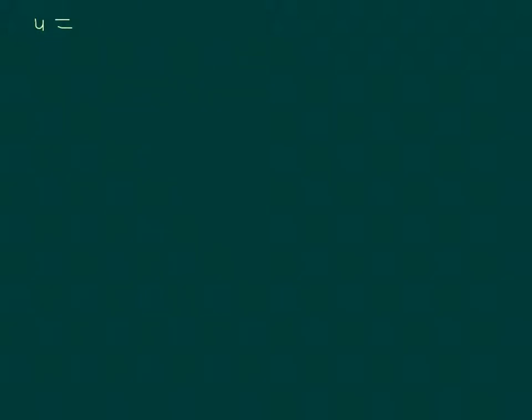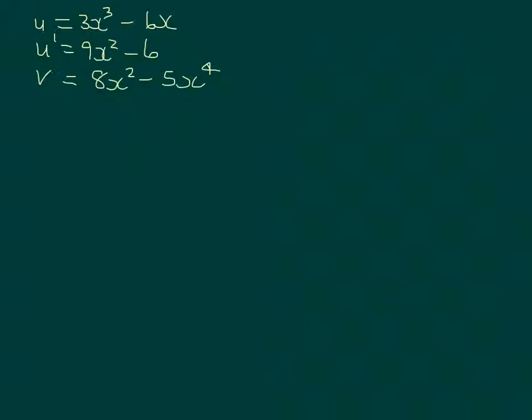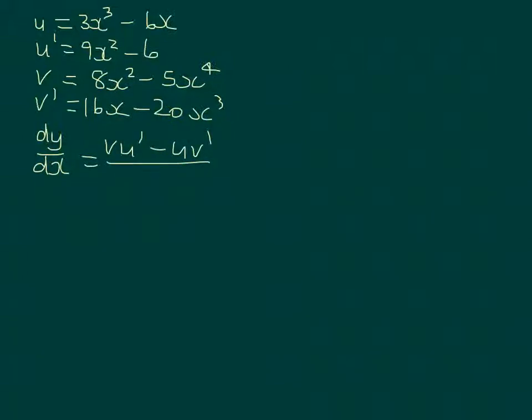So u equals 3x cubed minus 6x. Therefore u dash is 9x squared minus 6. And v, which is the denominator, equals 8x squared minus 5x to the fourth. And v dash is 16x minus 20x cubed. So plugging that all into the formula, vu dash minus uv dash on v squared.